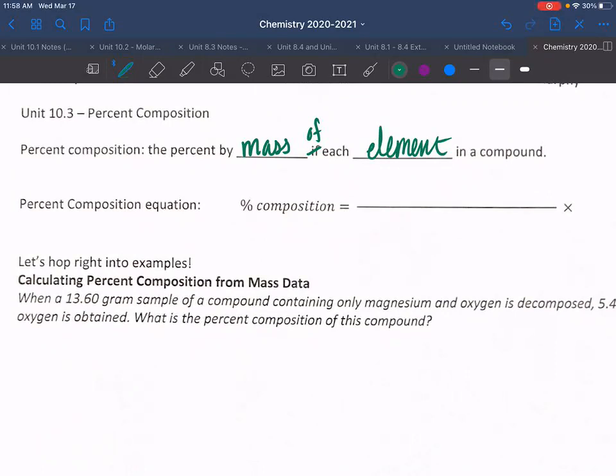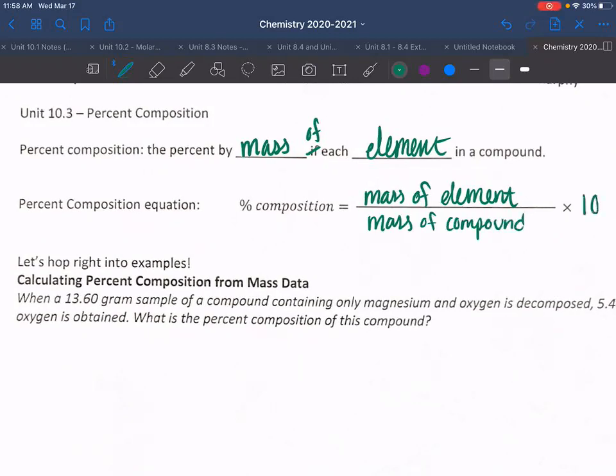If we want to figure out how much of an element makes up a compound, what we write is the mass of element over the mass of compound. And lastly, we just multiply whatever we get as our decimal by 100. So we're gonna just jump right into examples.